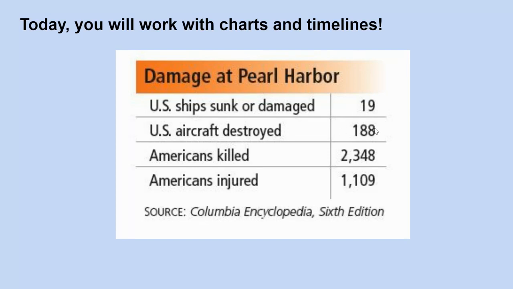I see that there were 188 U.S. aircraft destroyed. I can also see how many Americans were killed or injured from that attack at Pearl Harbor. So today you're going to see a chart that's going to give you some information from the Titanic.